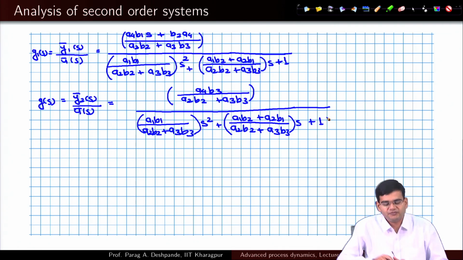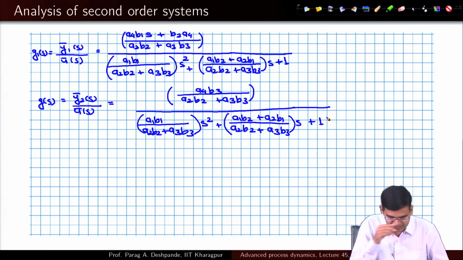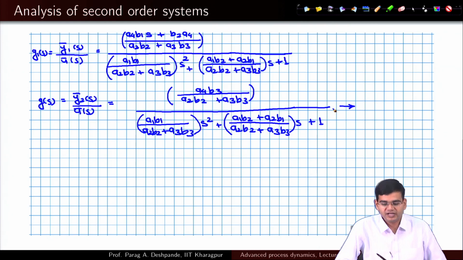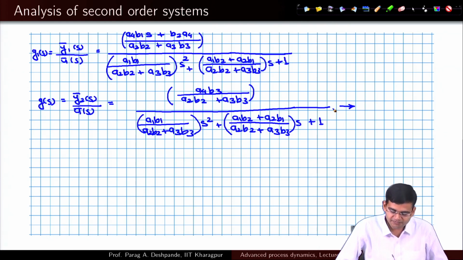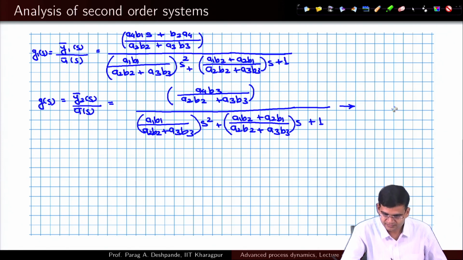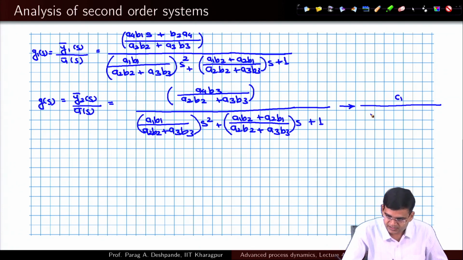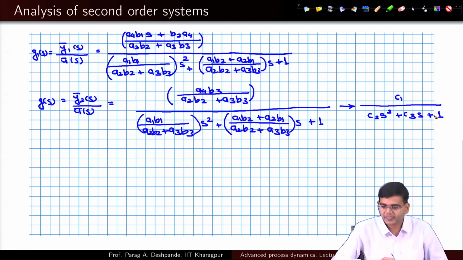Let us look at the overall transfer function. The overall transfer function is of the form, which is, if I put A4B3 plus A2B2 plus A3B3, the numerator as some constant C1. Similarly, I club all those constants, so I will get C2 s squared plus C3 s plus 1, right. So, this is the form of the transfer function.